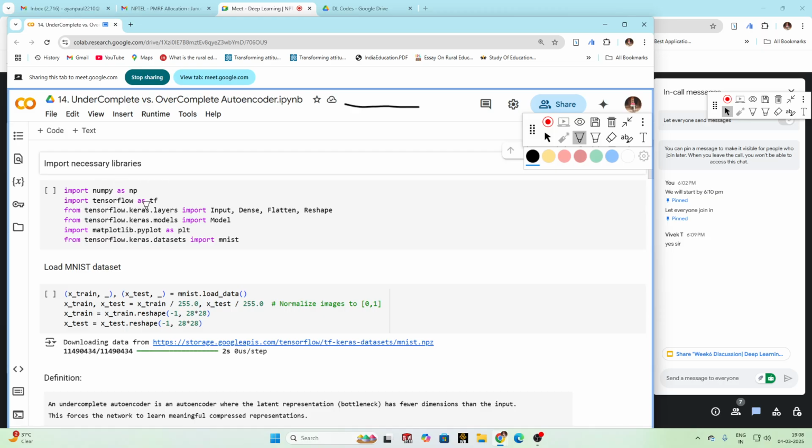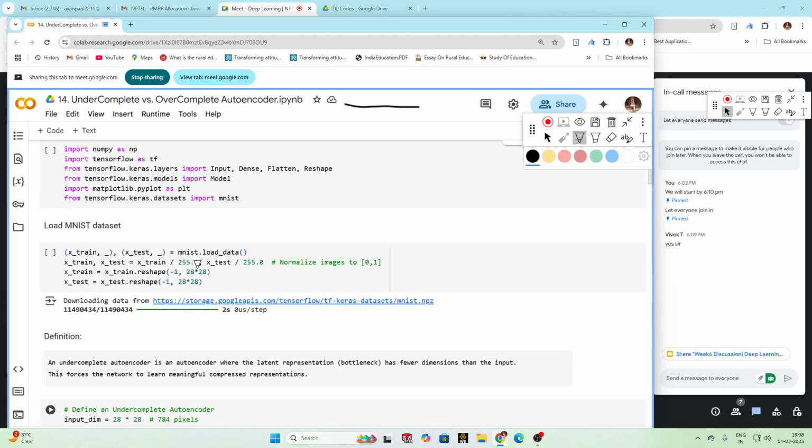Here the libraries I am importing are NumPy, TensorFlow, and Matplotlib. NumPy is for organizing the data, or performing any simple calculation on a vector or matrix. TensorFlow we use for deep learning purposes, and Matplotlib we use for plotting the curves. So these are the important libraries I have imported.